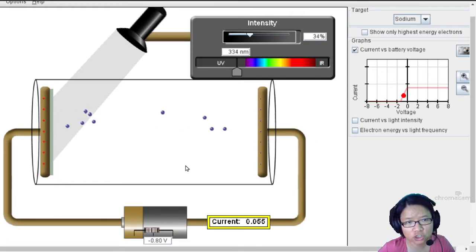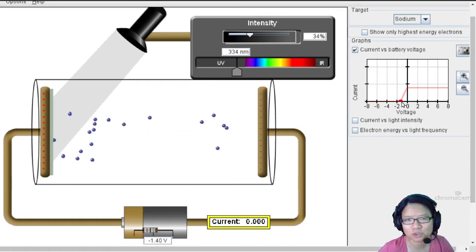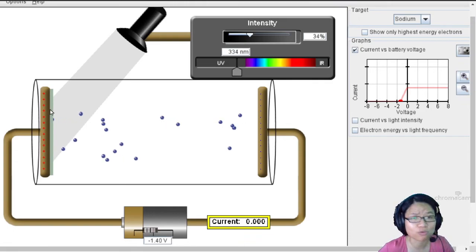Then some will reach and some will not have enough energy, like this one, and crash back down to the cathode. But if I make it negative enough, then even the most energetic one cannot arrive there. I think it's negative 1.4, but you can play around with this sim and find the stopping potential. See, almost, but does not reach.